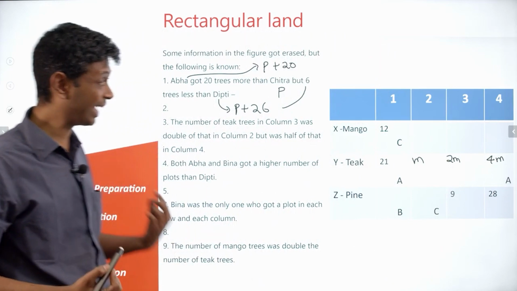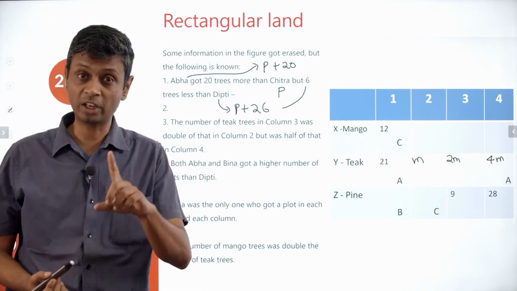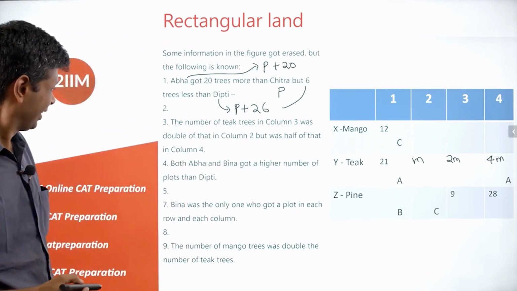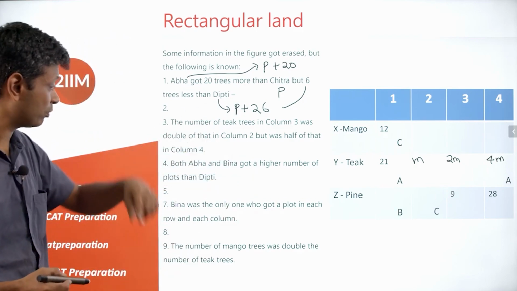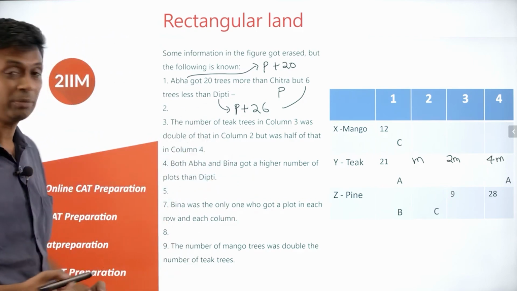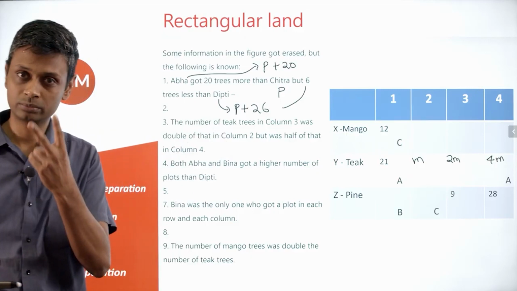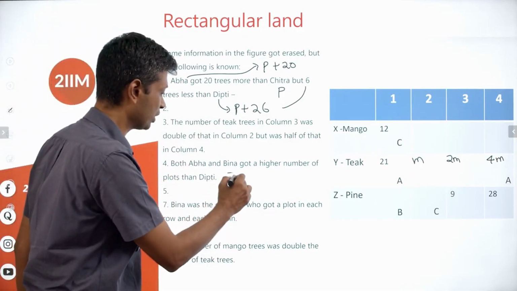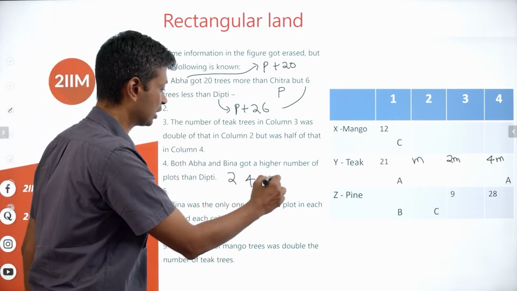That's very useful because it captures 3 cells with the same variable. Okay. Both Abba and Bina got a higher number of plots than Deepti. So think about this. Deepti should have got at least 2. Everybody gets at least 1 plot. So Deepti should get at least 2. Abba and Bina should get at least 4.